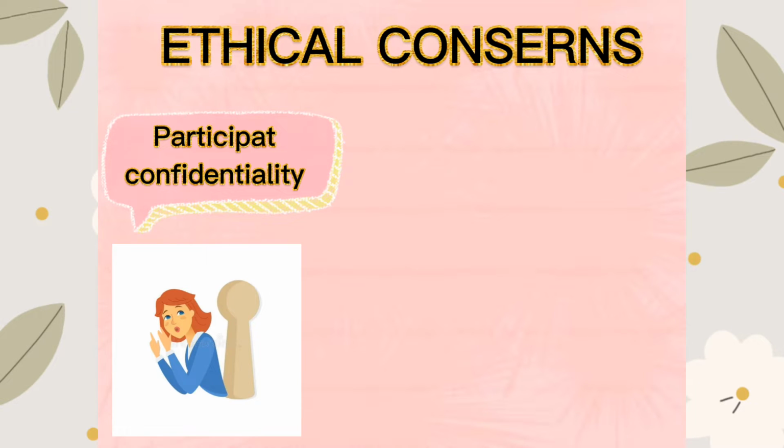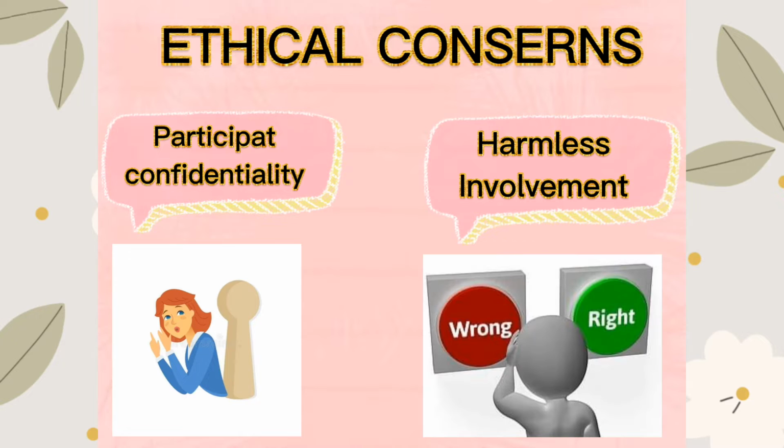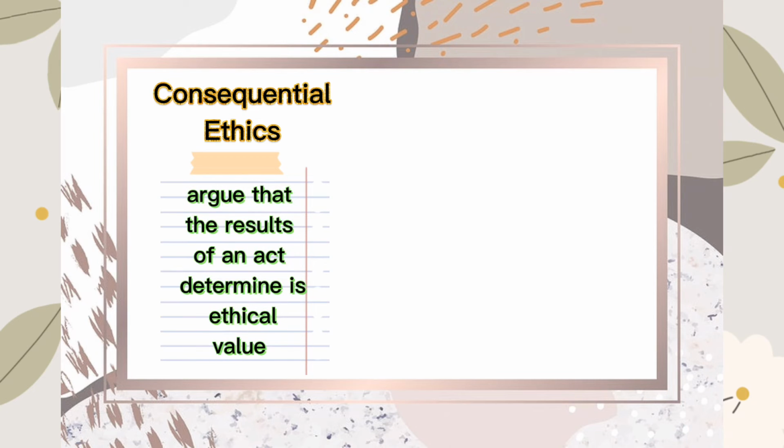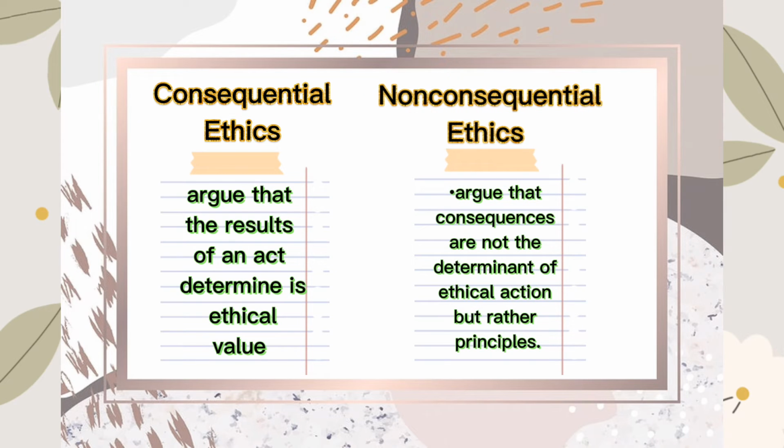Ethical concerns. Participant confidentiality. Harmless involvement. Consequential ethics argue that the results of an act determine its ethical value. Non-consequential ethics argue that consequences are not the determinant of ethical action, but rather principles.